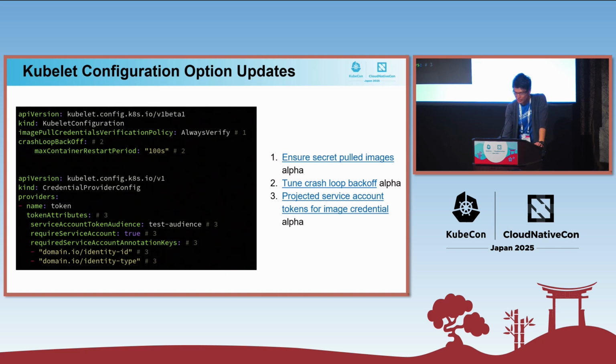Next, these are updates in Kubelet configuration. Number 1 is image pull credential verification policy. This enforces verification of pull secrets even if the image was already pulled by another pod. Number 2, tune crash loop backoff. You can reduce the initial delay and the max delay to restart a container in crash loop backoff. Number 3 is enhancement for image credentials. This is led by SIG Auth.